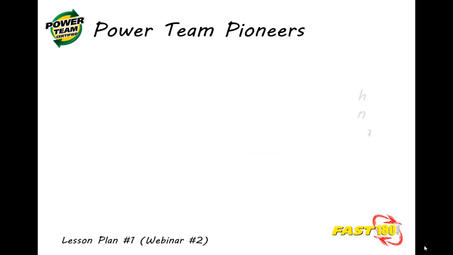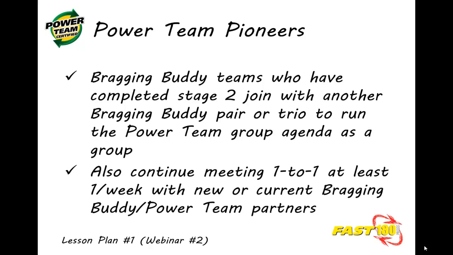The third stage is Power Team Pioneers. Okay, we have 4 stages of Power Team development. Stage 1 is Boot Camp. Stage 2 is Bragging Buddies. Stage 3 is the Power Team Pioneers. This is where the Bragging Buddy duos who have begun creating referrals for each other are successfully implementing the first 2 levels of systematic visibility.